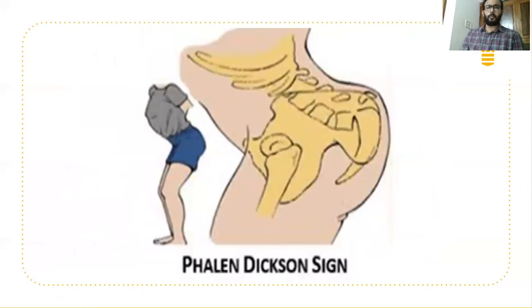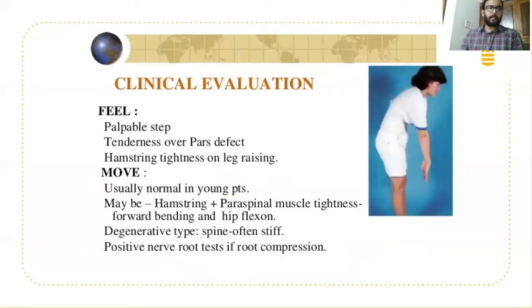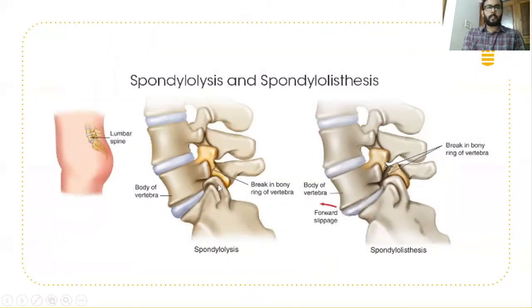This is a particular attitude due to listhesis to cover the increased lumbar lordosis, and this is called Phalen-Dixon sign. To cover the increased lumbar lordosis, the patient tries to be in this particular position, and it causes hamstring stretch. The patient also feels pain over the hamstring muscle at the distal end. This is the Phalen-Dixon sign which we shall be able to see. The first thing that occurs is spondylolysis, fracture of pars interarticularis, and then listhesis occurs.